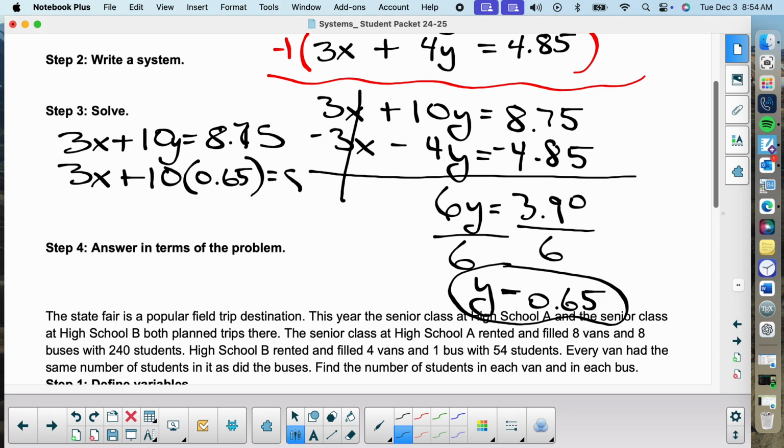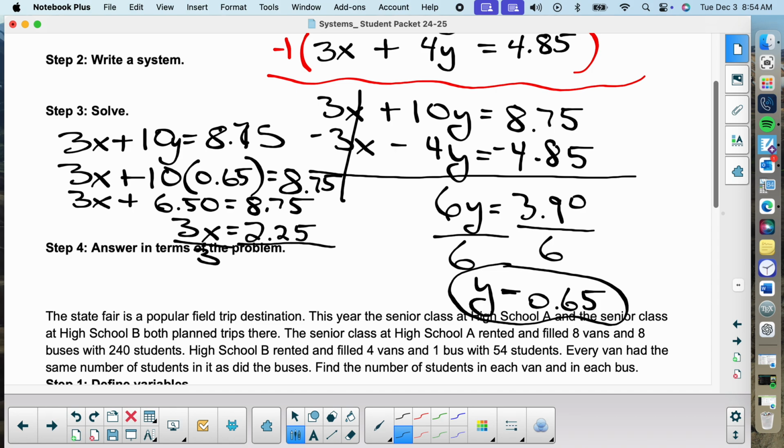Absolutely, calculators will probably be helpful. This is gonna be 650. When I subtract 650, I don't have enough room to write it, but I'm gonna subtract 650 and I'll get 225. And when I divide by 3, I will get 75 cents. Yeah, 75 cents.